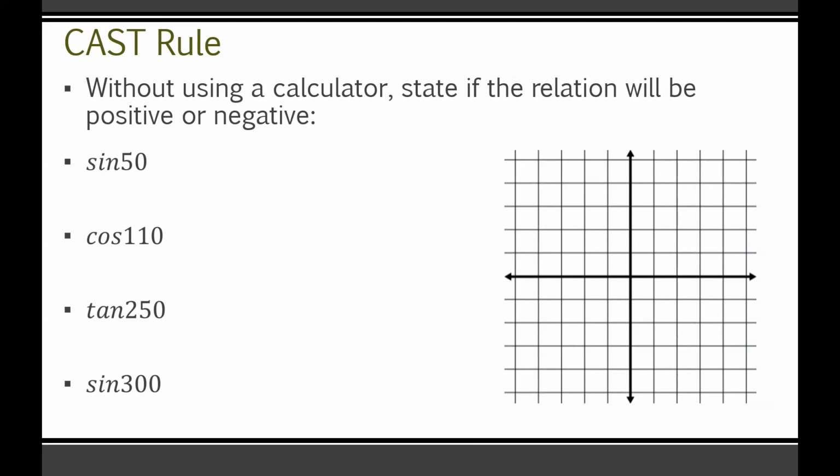Okay, I'm going to go over this now. Hopefully that didn't take too long. We'll start with sine of 50. So 50 degrees is somewhere over here. Notice that's in our All quadrant. That means sine of 50, everything's going to be positive there. So this one will be positive.